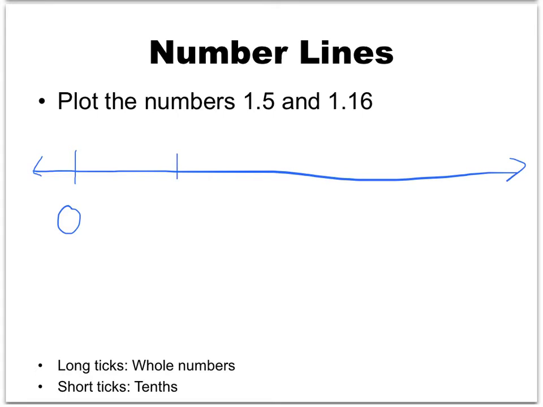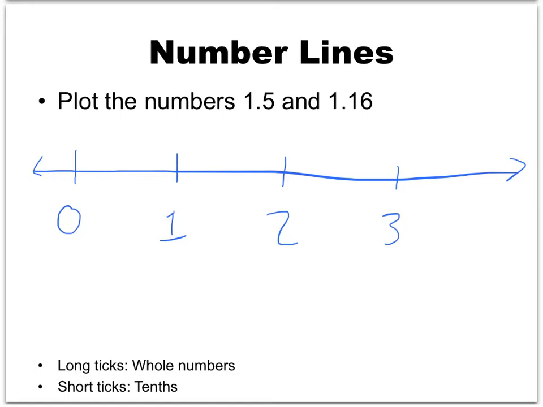And then we'll go over some distance and we'll put another long tick mark and we'll label that with the number 1. And then we'll go over the same distance and we'll label that with a 2. And then go over the same distance, we'll label that with a 3. And we could keep going on however far we wanted. Okay. Now we want to plot these numbers 1.5 and 1.16, which have some decimals in them.